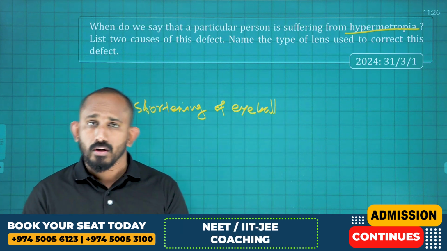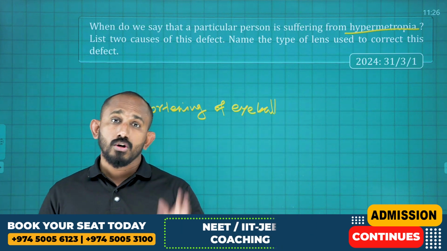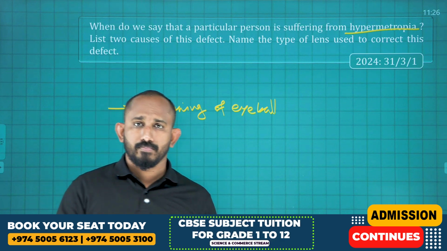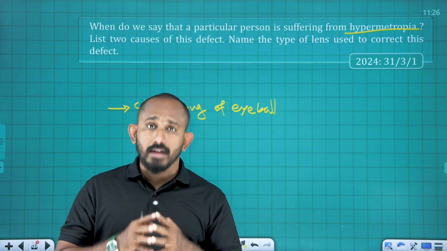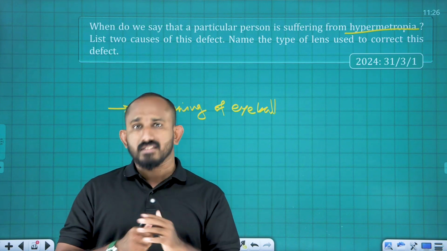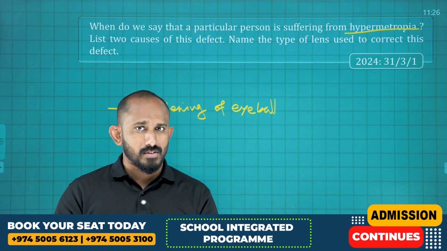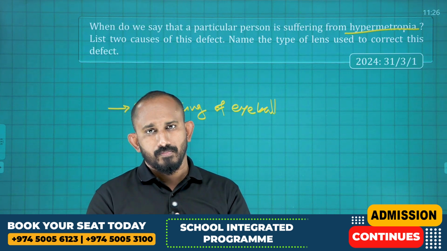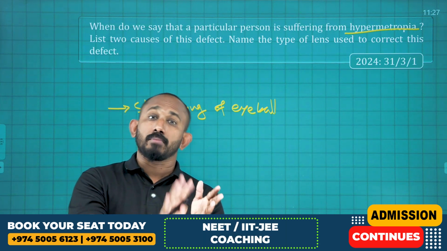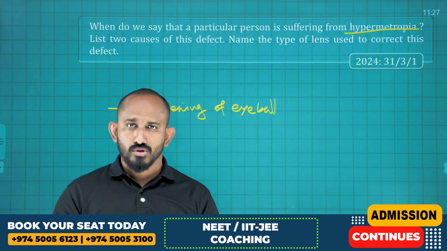The shortening of the eyeball is one reason. For that, what happens now? The image will form behind the retina. So to see nearby objects, the ciliary muscle has to contract and the curvature increases. Hence, the focal length should be decreased. The focal length of the eye lens should be decreased to see nearby objects. If not, the image will form behind the retina. That's the difficulty with hypermetropia.